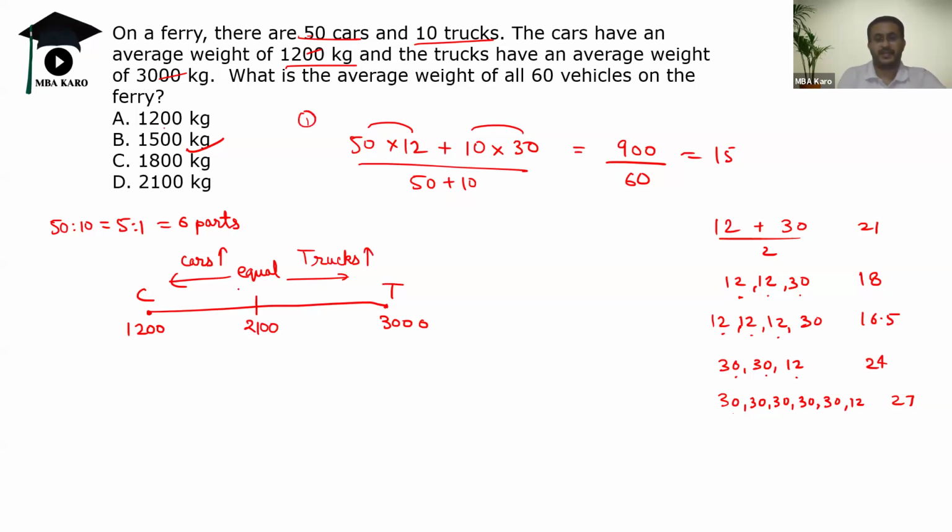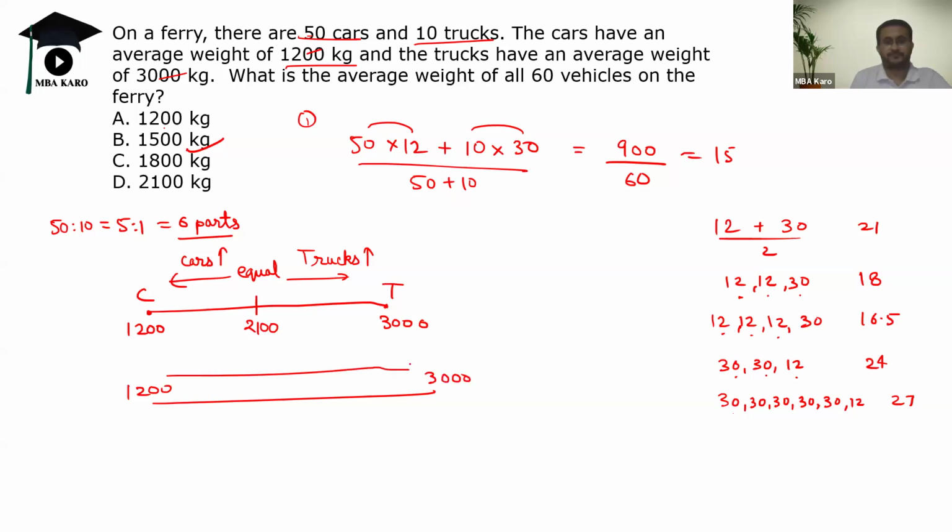This is the alligation approach. So if the number of cars increases, the average will shift this side. Correct? Okay. Now we have 6 parts. 1200 to 3000. What is the difference? Difference is 1800. Isn't it? Divide into 6 parts. 300. Okay, one part is 300.